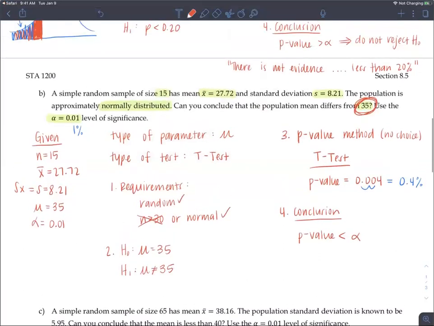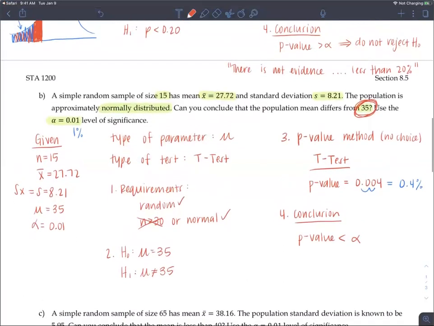And so when your p-value is less than alpha, what are you going to do? Reject or not reject? Reject. Yeah, that's when you're going to reject H naught.